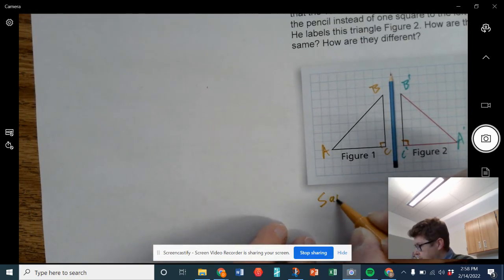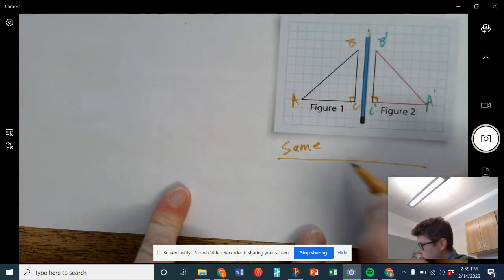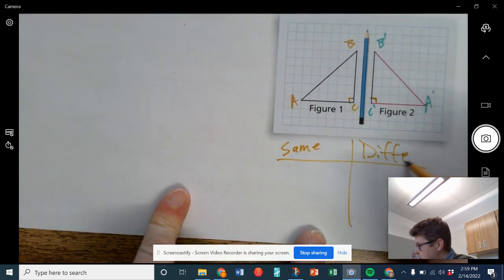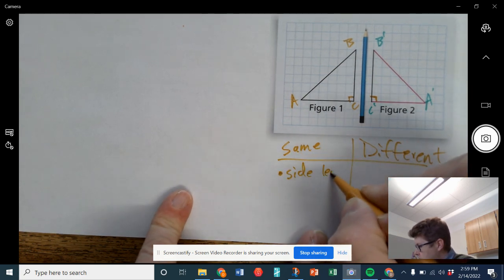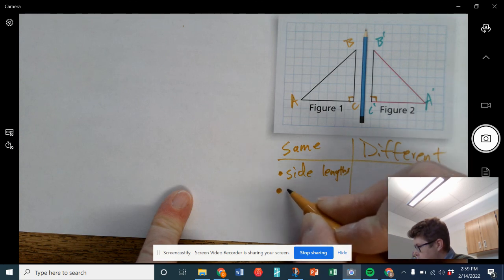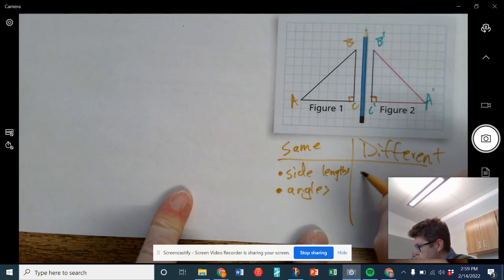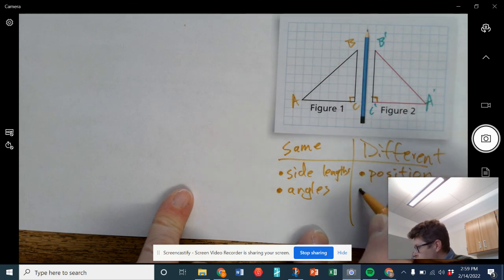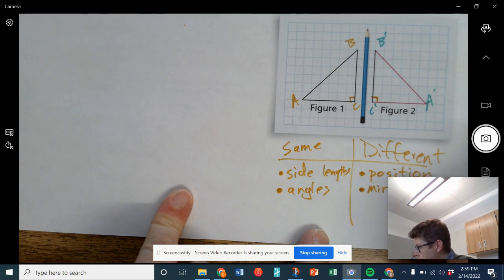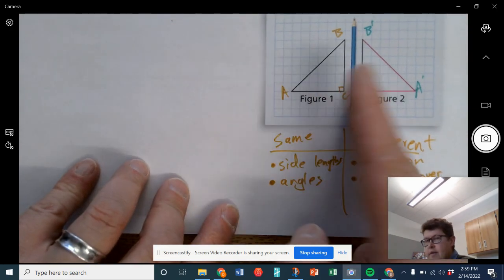So what's the same? We'll do a T-chart here, same versus different. The same: we have side lengths and angles. What is different is the position, and the fact that it looks like it has been mirrored over the pencil. We call that the line of reflection right here. So it's basically like you took figure 1 and flipped it like that.